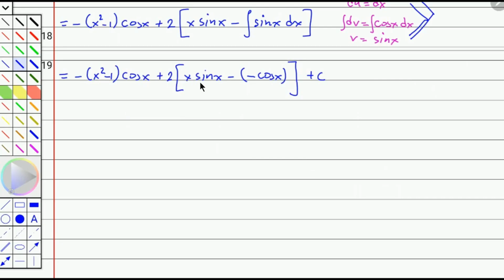We can also expand if we like to reach the result. I is equal to minus (x squared minus 1) times cosine x plus 2x sine x plus 2 cosine x plus c, and this is the final result.